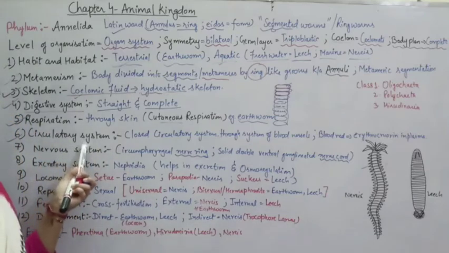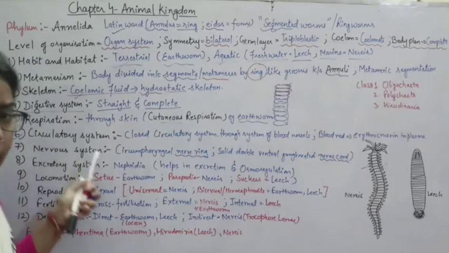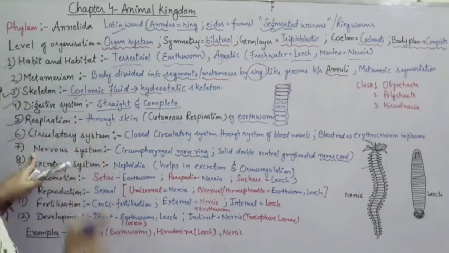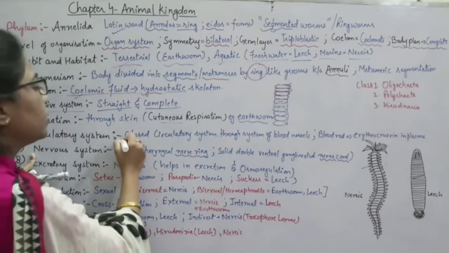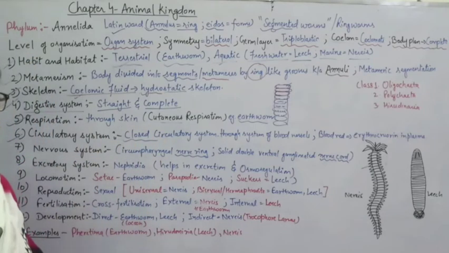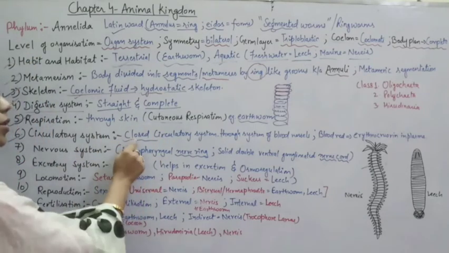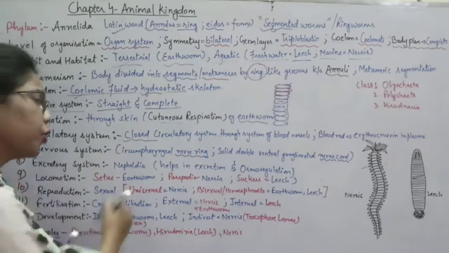This one is also important. Why? Because from this phylum we are getting the proper circulatory system, that is closed circulatory system. In human beings also closed circulatory system is the feature.